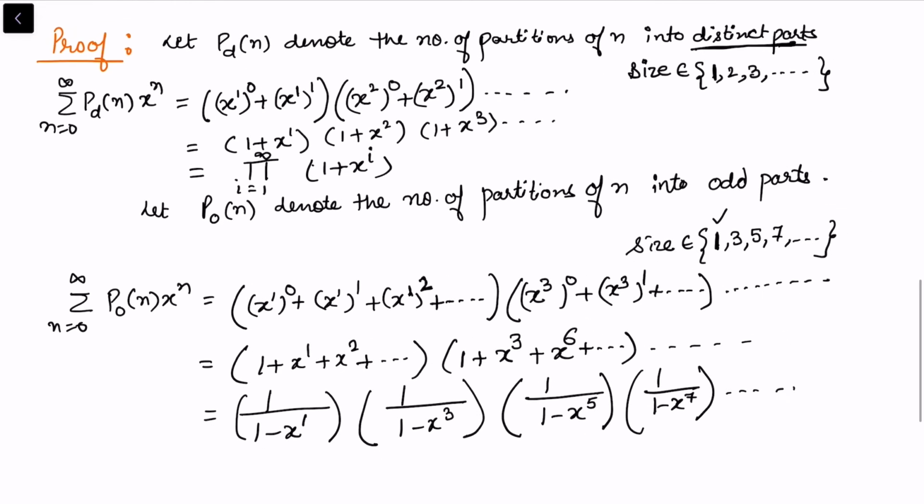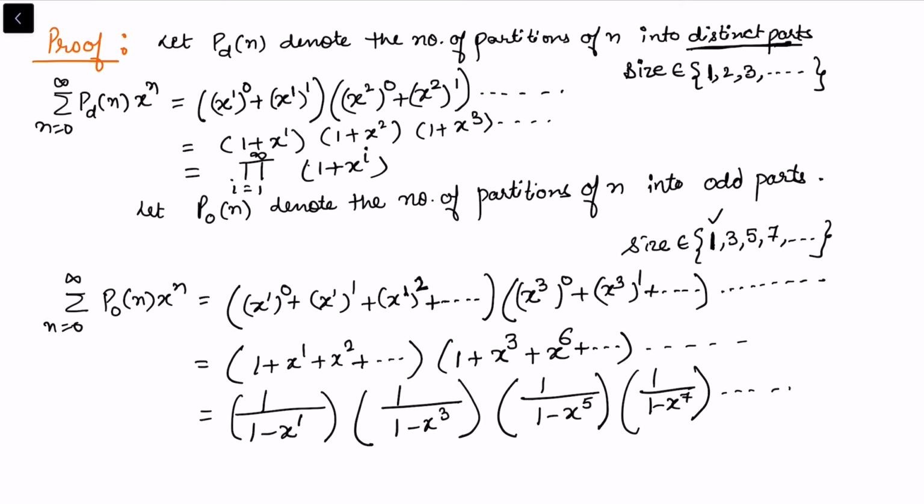Now we have looked at the generating functions individually, and we want to see whether they both are the same or not. We got one generating function here, and this is my second generating function. If the right hand sides are the same, then obviously the left hand sides are the same. And when the left hand side is the same, comparing like powers in this power series, we can say PD(n) is the same as PO(n), and that will prove our identity.